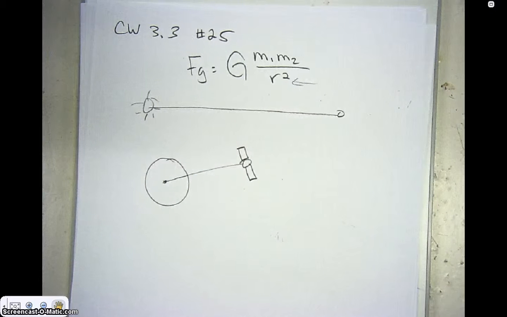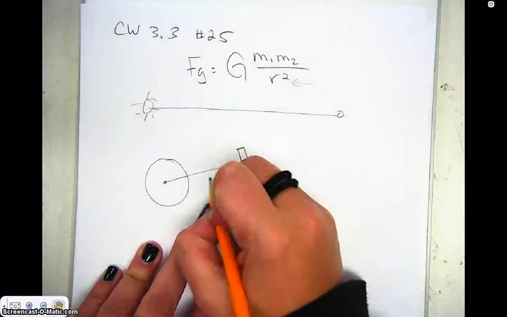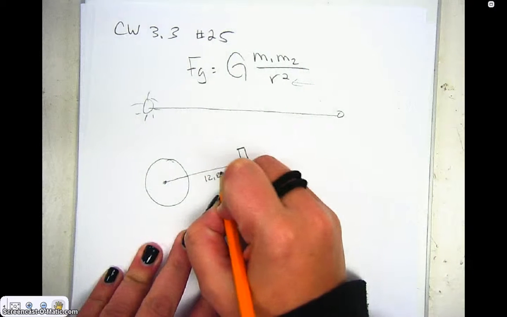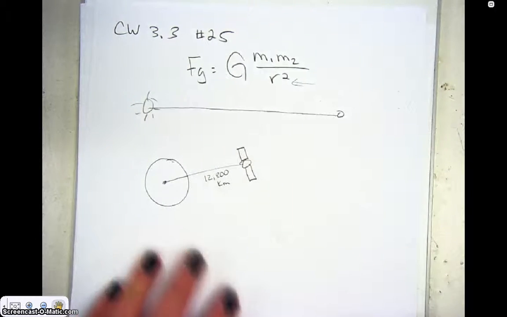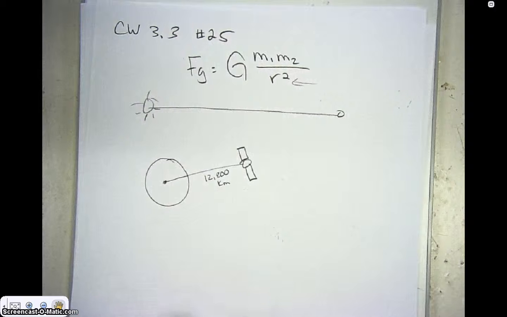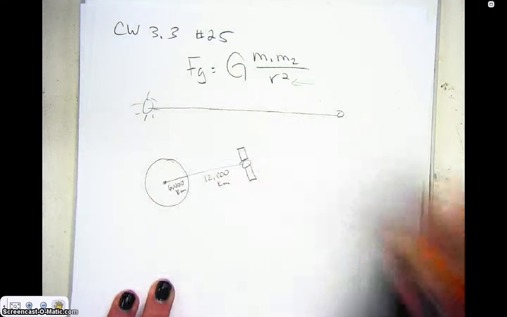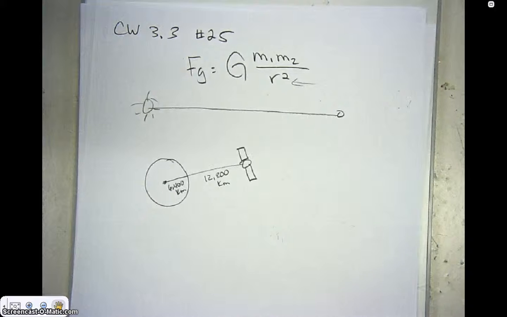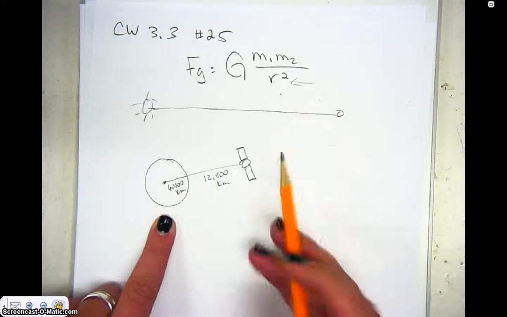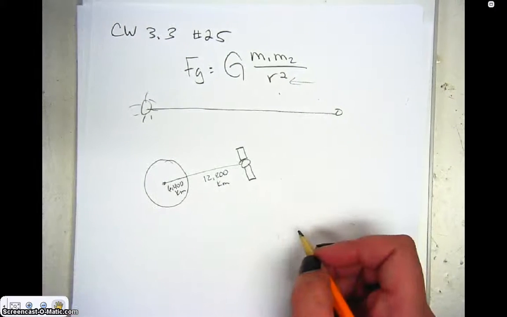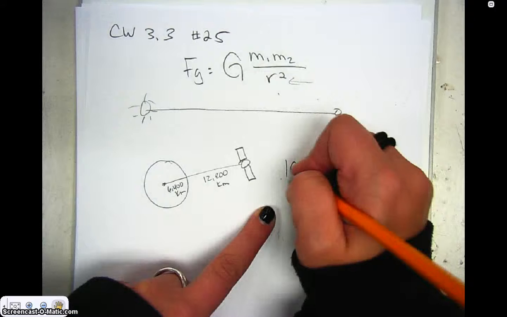So in this problem, it says it's 12,800 kilometers away, or 2 Earth radii away, which means Earth's radius is 6,400 kilometers. So the total distance, or r, that we have in this problem is equivalent to 19,200 kilometers.